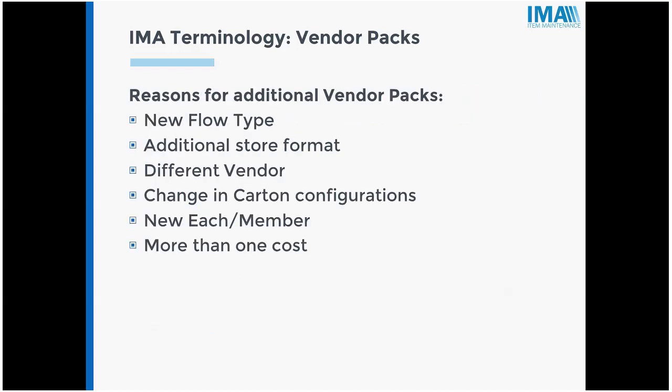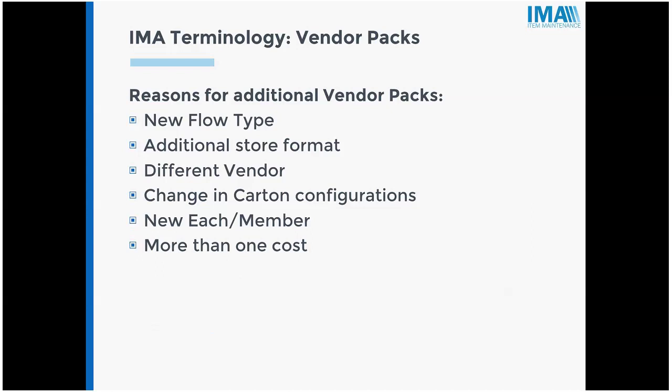There are several reasons why you might need additional vendor packs. It could be that there's a new flow type. If you have been shipping your product DC and now we want to be able to order it DSD, direct to store, that new flow type would need its own vendor pack. Or maybe we've had your product being sold in our Kmart stores and now we want to start selling it in our Sears stores. We would need a new vendor pack for that new Sears format.